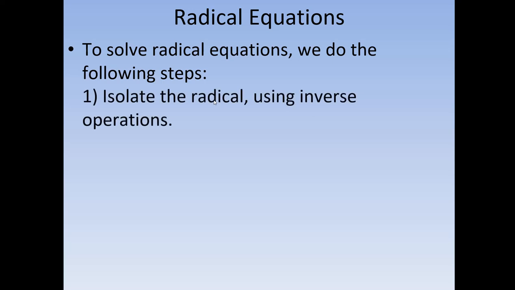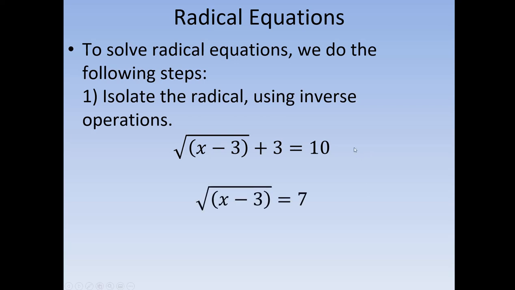The first thing that we want to do is isolate the radical. So we basically just move everything over to one side until we have the radical on one side and everything else on the other. So let's take this equation for example. We have the square root of x minus 3 underneath the square root, and then we have the 3 and the 10 over here. We are going to subtract 3 from both sides to get the square root of x minus 3 equals 7.